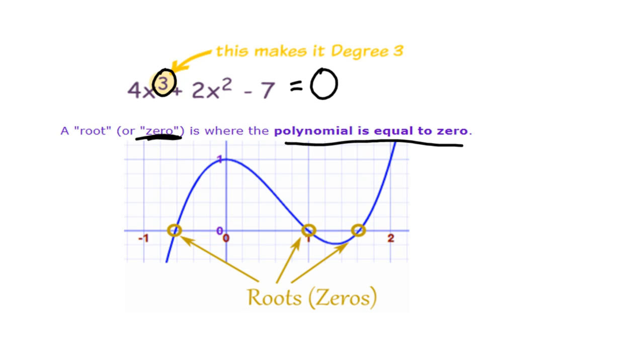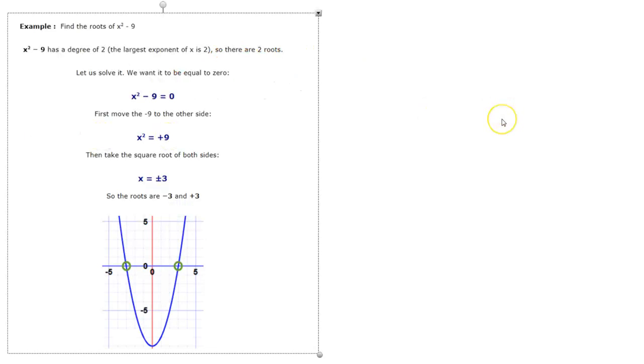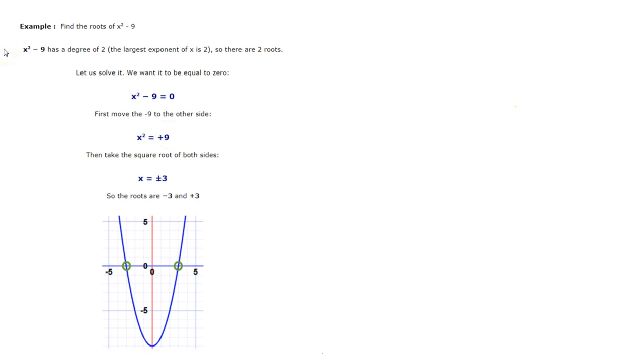And if you see here, this is in fact the graph of 4x to the third plus 2x squared minus 7. You can see if we follow this graph through, it has 3 different roots, or 3 different zeros. They can be used interchangeably. So it's a good thing to know. Got to be able to understand what a root is, how to find a root, what we're doing with a root. You've also got to be able to solve.